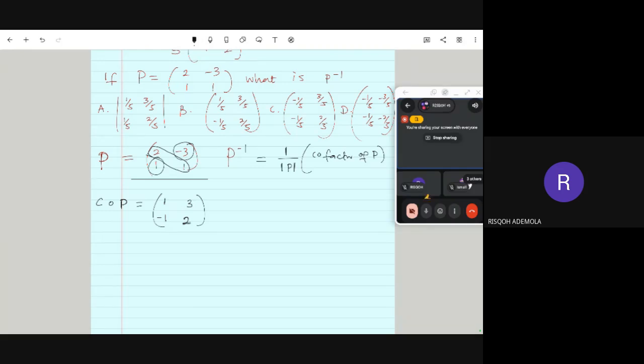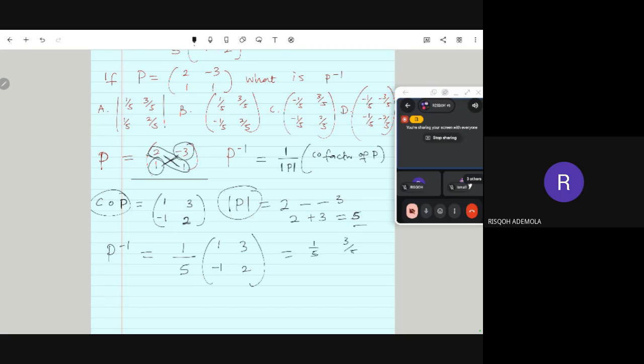Yes, sir. Good. Now, let's find the determinant of P. To find the determinant of P, don't forget, you multiply these two guys together. 2 times 1, 2, minus 1 times minus 3. That's minus 3. So in the long run, we have 2 plus 3, which becomes 5. So we've gotten cofactor of P, we've gotten determinant of P. So our P inverse now would just be 1 over 5 multiplied by this cofactor 1, 3, minus 1, 2. So just put over 5 under everything. 1 over 5, 3 over 5, minus 1 over 5, 2 over 5.